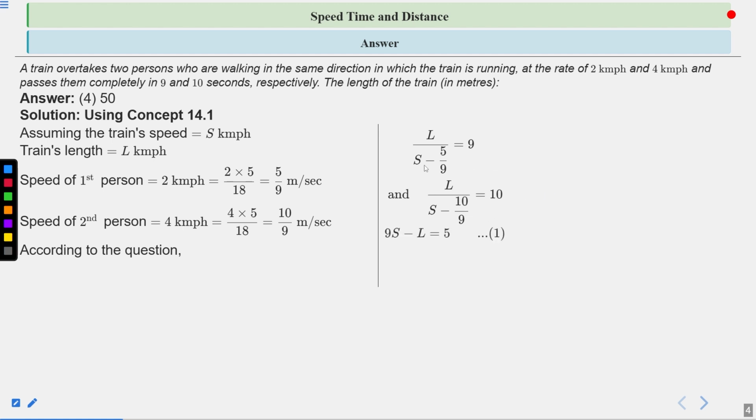So, we have two equations and two variables. We get 9S minus L equals 5, this is the first one, and 90S minus 9L equals 100, the second equation. When we simplify equations 1 and 2, we get the value of L, which is 50 meters, where L is the length of the train. So, the length of the train is 50 meters. The fourth one is the correct answer of this question. Next one.